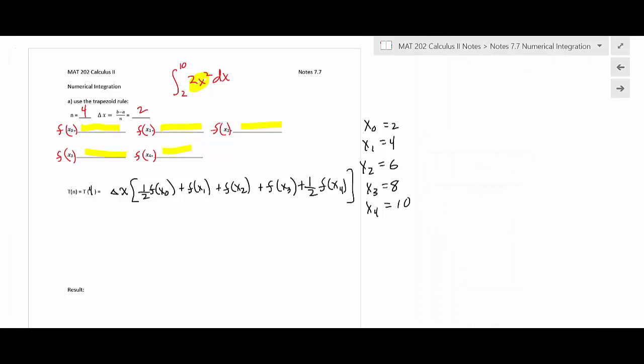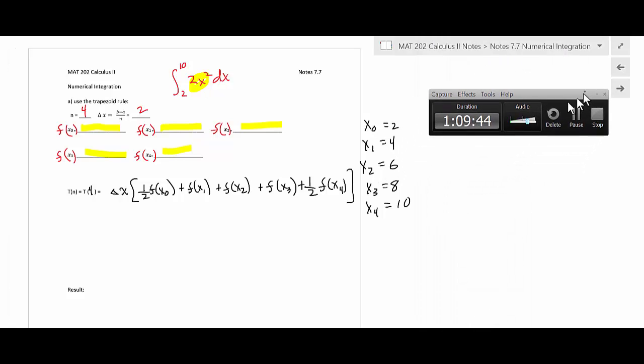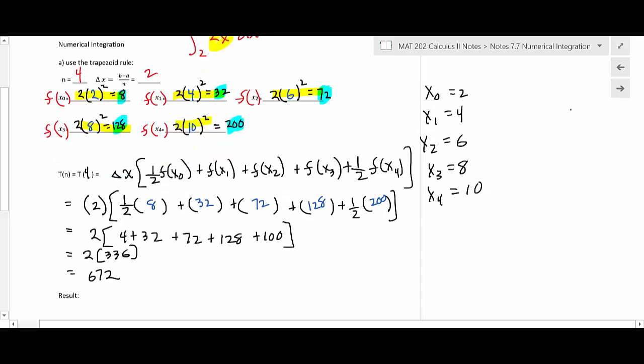I'm just going to pause this and run through. If you're still working on the error and stuff, you can do that. But if you didn't get the 672, you want to look up here and make sure you did that right. So you're going from 2 to 10 by 2's, and we're looking at the function 2x squared. If you did these function values, you should have got 8, 32, 72, 128, and 200. That's the first thing you want to make sure you did, because I'm just doing 2x squared, and you could use your calculator on that.